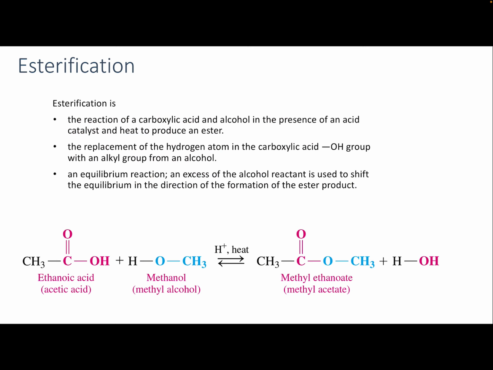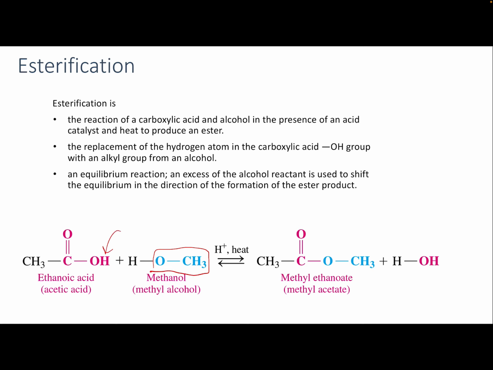Esterification is what we call the reaction between the carboxylic acid and alcohol. We usually need an acid catalyst and some heat to make this happen. The hydrogen gets replaced with the alkyl group from the alcohol. Here it's color coded so you can see the alkyl group on the alcohol. It's going to replace this H.